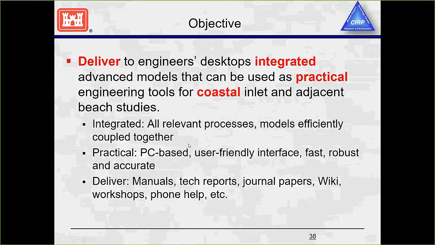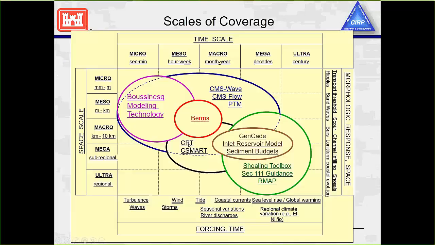A little diagram of the scales of coverage for the CMS models. So time scales and spatial scales, and CMS is this big blue oval that kind of goes here. So we're going from seconds and minutes to decades at this point. We're trying to move on up to centuries, but for the most part, we're in the years, up to about 10 years. And then on the scales from meters all the way up to about 20, 30 meters, depending on your area.